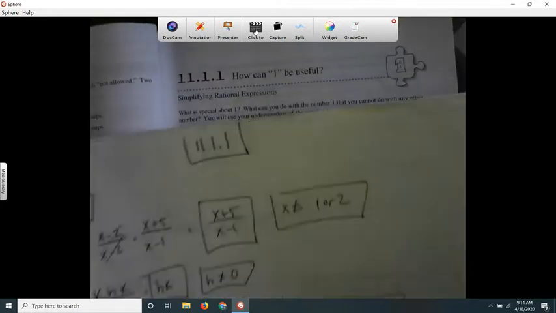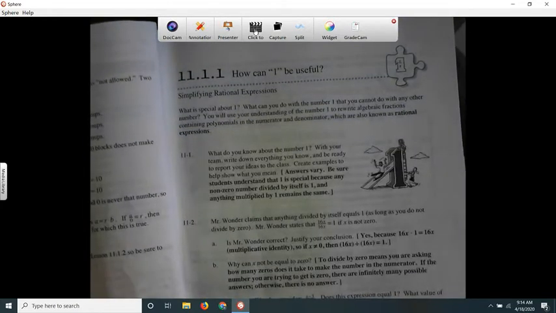So I'm just going to do, in your book, I think I'll just, that's my dog playing, sorry.